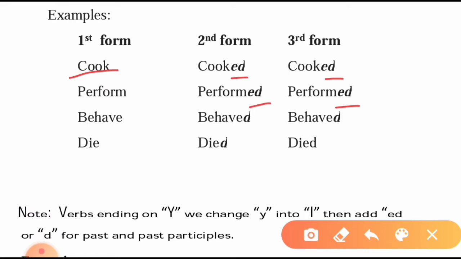Another example you can see is behave. Here there is already an e, so we just add d for second and third form. It has become behaved. Die also has an e, so we just add d here, which gives died. So these are all regular verbs.